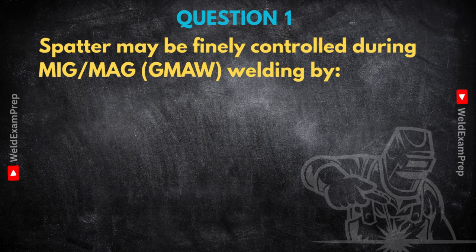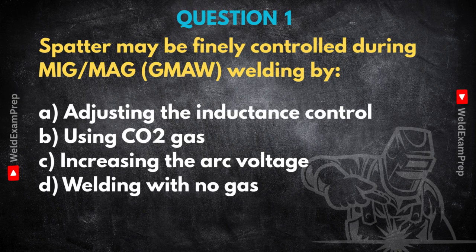Question 1. Spatter may be finely controlled during MIG-MAG GMAW welding by: A, adjusting the inductance control. B, using CO2 gas shield. C, increasing the arc voltage. D, welding with no gas. All right, take a moment. Think about that. When we say fine control of spatter, what's the most precise lever you can pull?